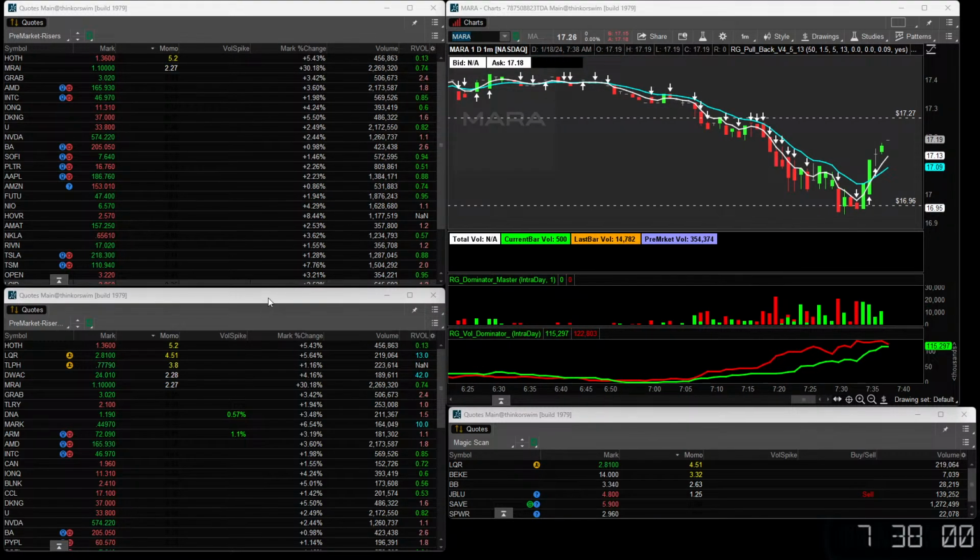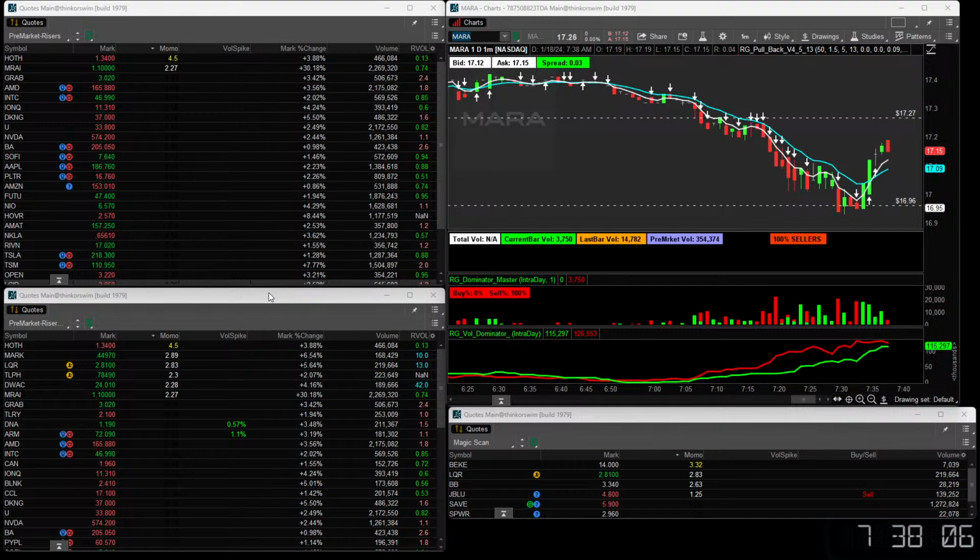Looks like Mara may be bouncing off the bottom of 1696. Probably still in a downtrend, though, maybe making a lower high here for pre-market.